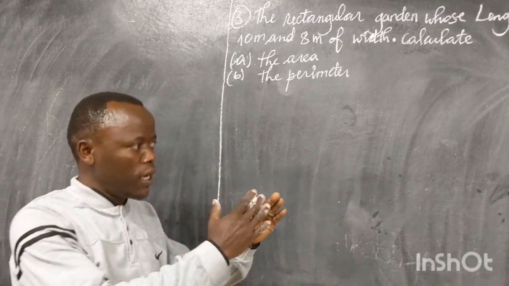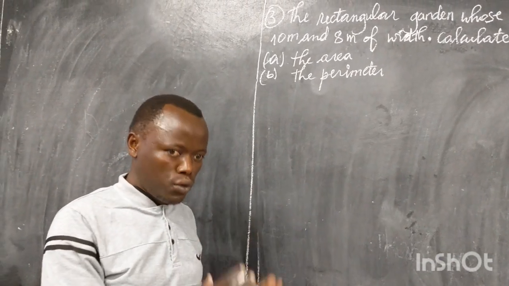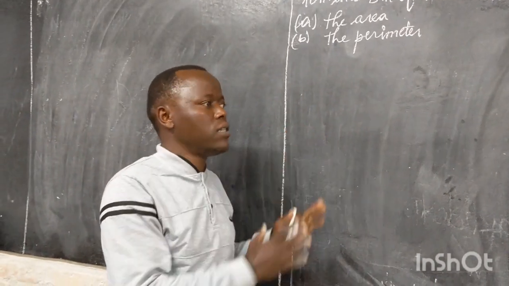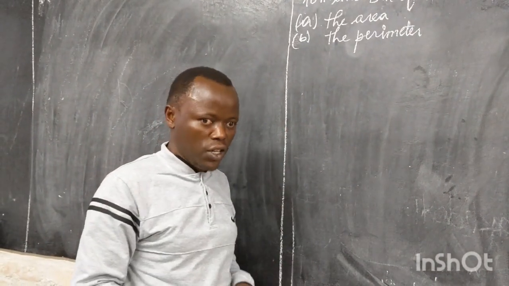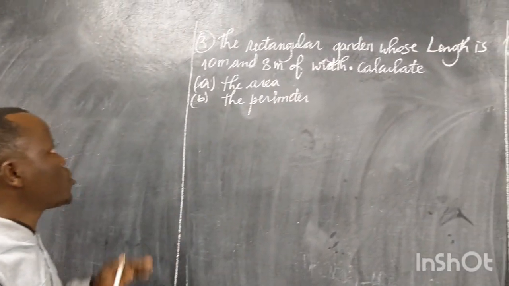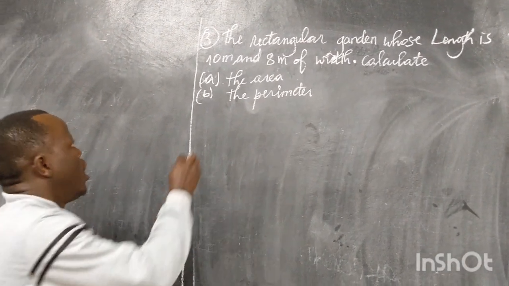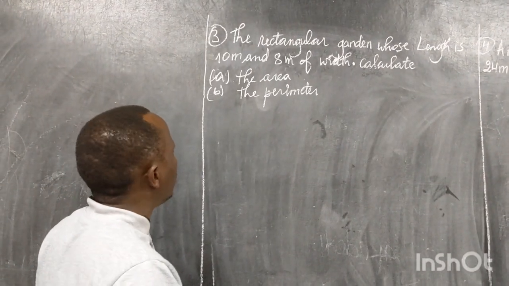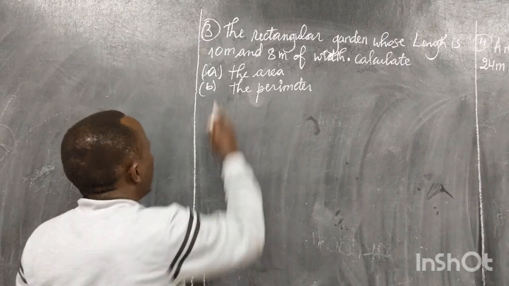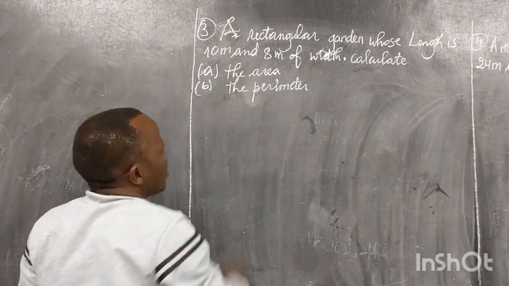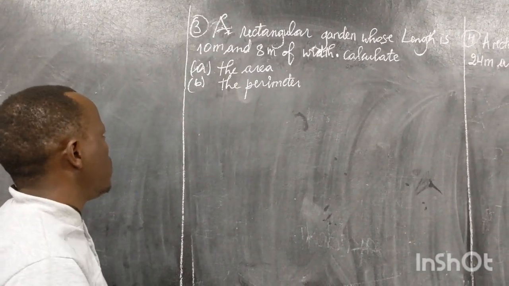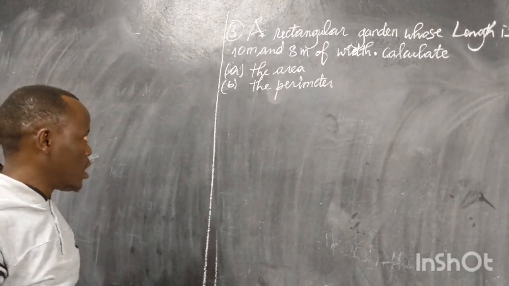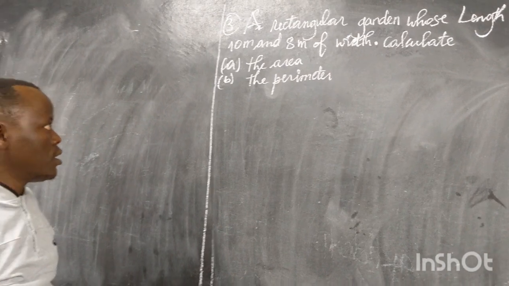Remember that we are talking about different questions relating to square, and we have seen how different formulas of square can be applied so as to solve different questions. And now we are going to see different questions of rectangle. Question number 3 is asking: a rectangular garden whose length is 10 meter and 8 meter of width. Calculate A, the area, and B, the perimeter.